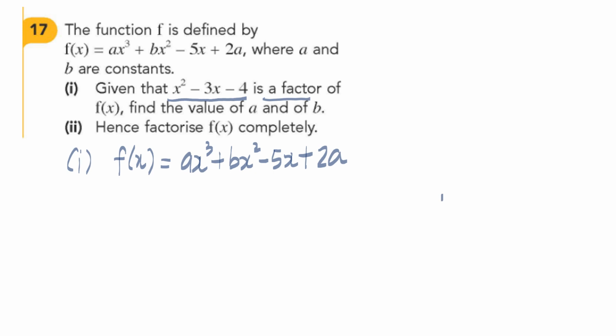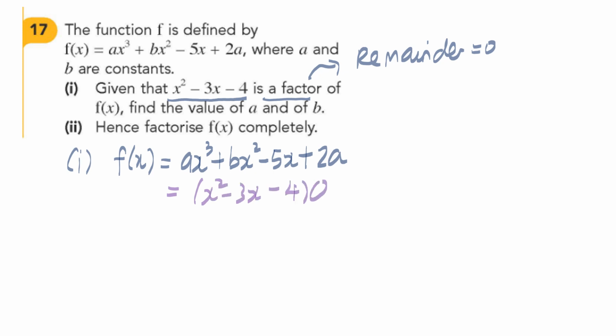So the keyword is x squared minus 3x minus 4. The divisor is a factor. If a divisor is a factor, we have learned factor theorem. It means that your remainder will be equal to 0. Let's write down your factor theorem, which is equal to your divisor multiplied by quotient, and the remainder is 0.